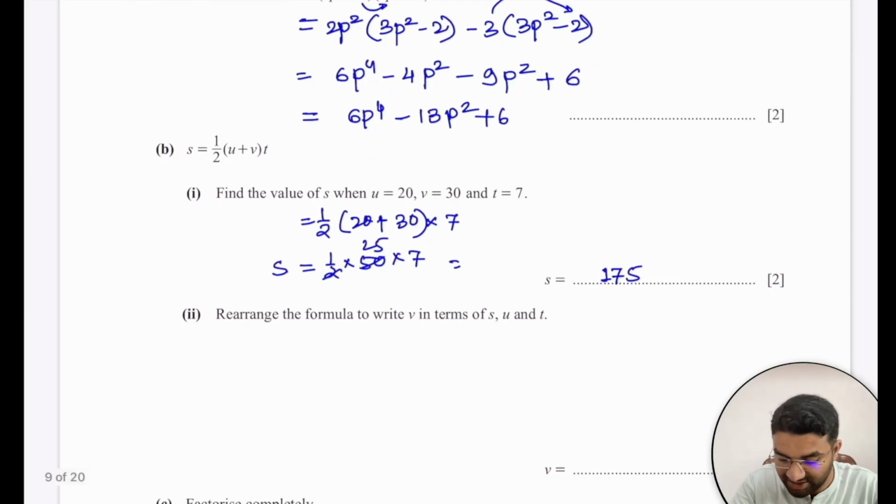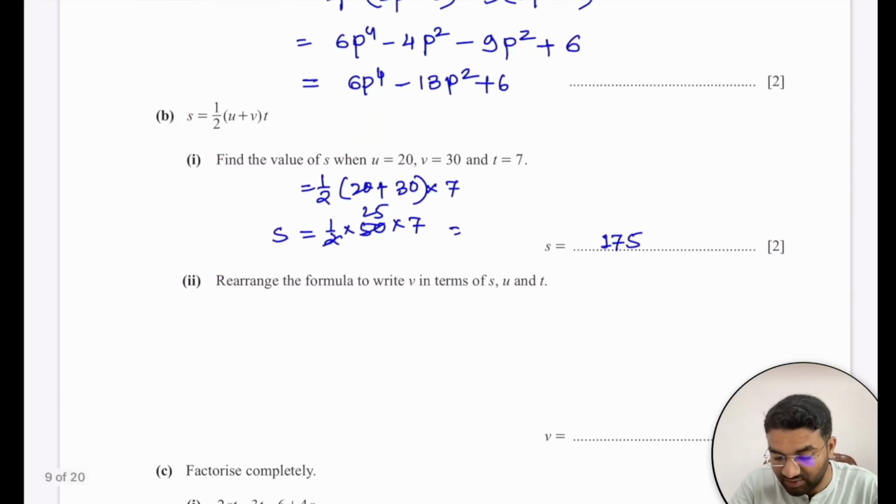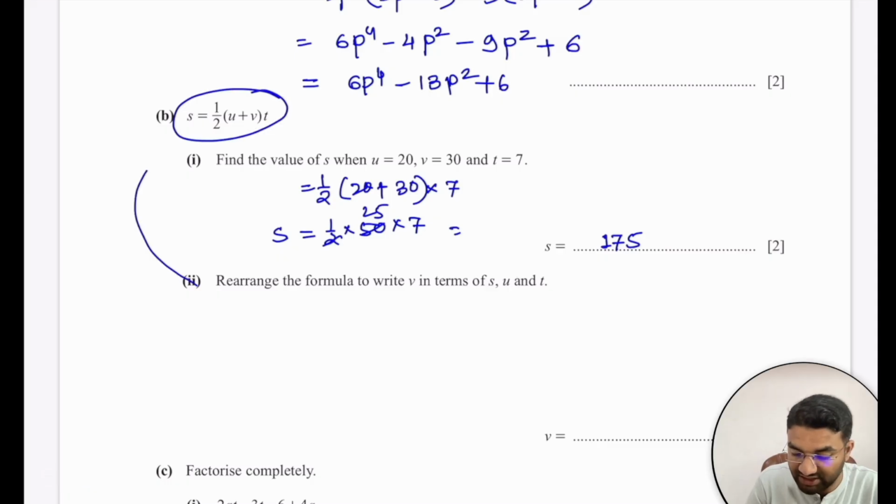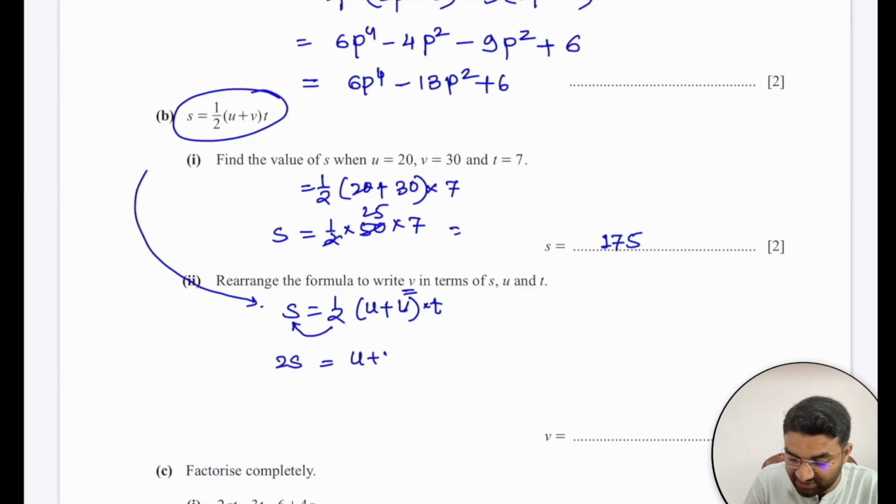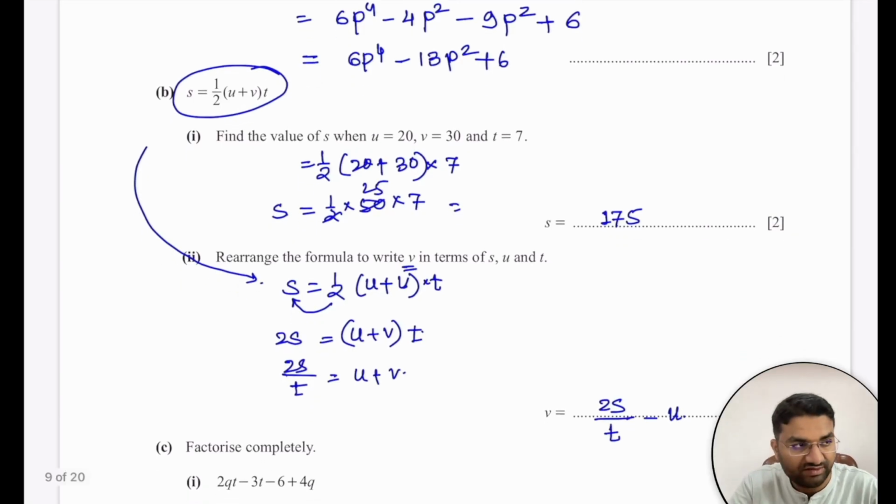Done. That's it. Alright. Then rearrange the formula in terms of v, means you have to make v the subject. So first of all take this 2 to the left hand side. So s is equal to 1/2 (u plus v) times t. Transfer this 2 to the left hand side: 2s is equal to (u plus v) times t. Then 2s upon t is equal to u plus v. Fine. And v is equal to 2s upon t minus u. That's equal to v. Fine.